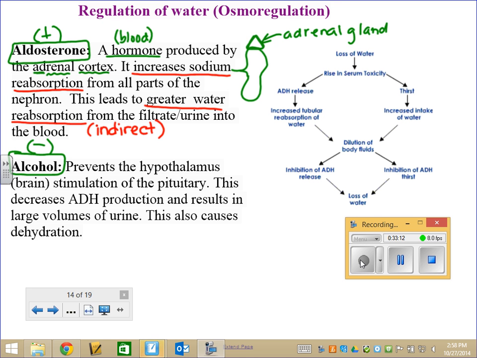I like to use the word indirect here. ADH is directly affecting water. It is specifically making your nephron more permeable to water, so more water gets reabsorbed. Aldosterone has the same end result, but its method of action is to increase sodium, and water will eventually follow that sodium that's being reabsorbed.